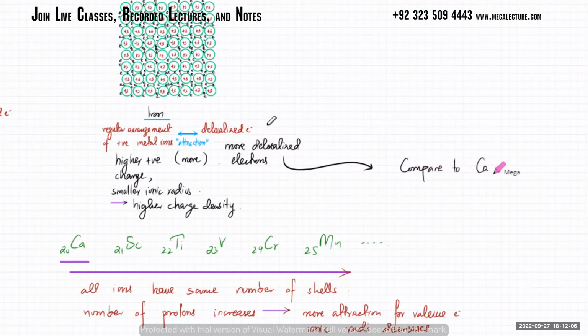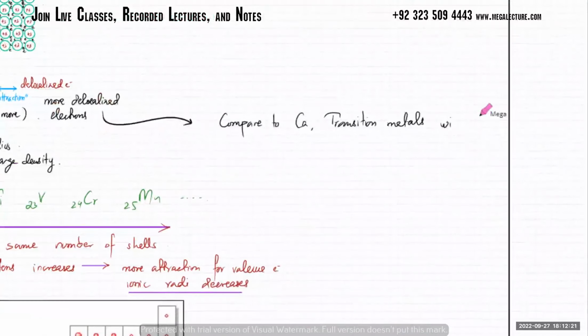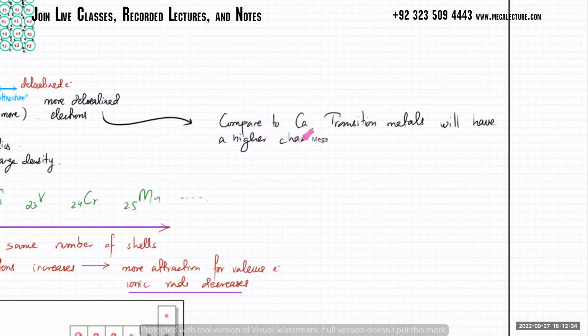Compared to Ca, transition metals will have a higher charge. So they will have a higher charge, and they'll also have more delocalized electrons.